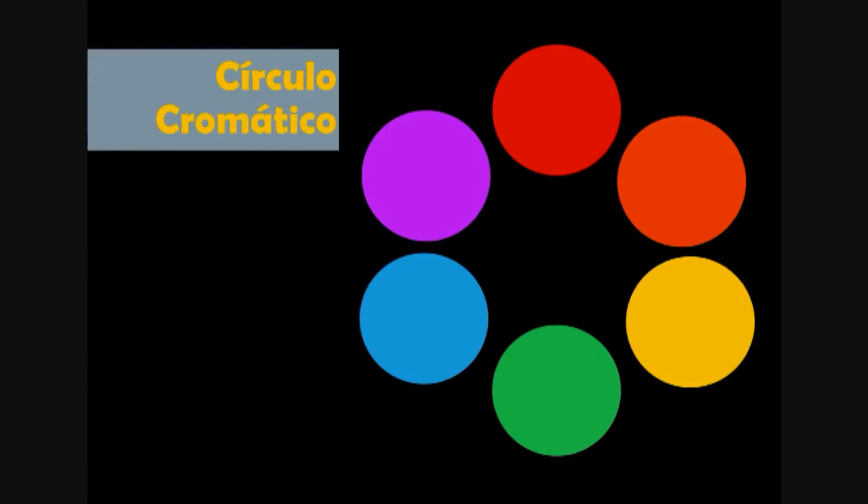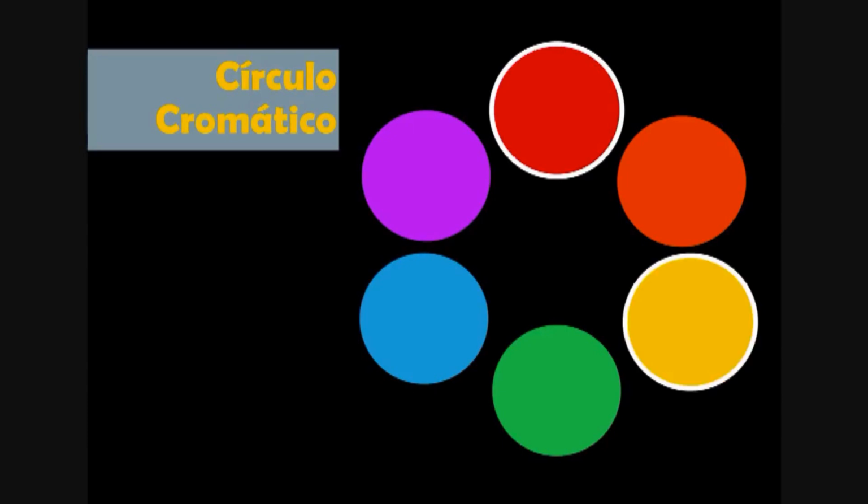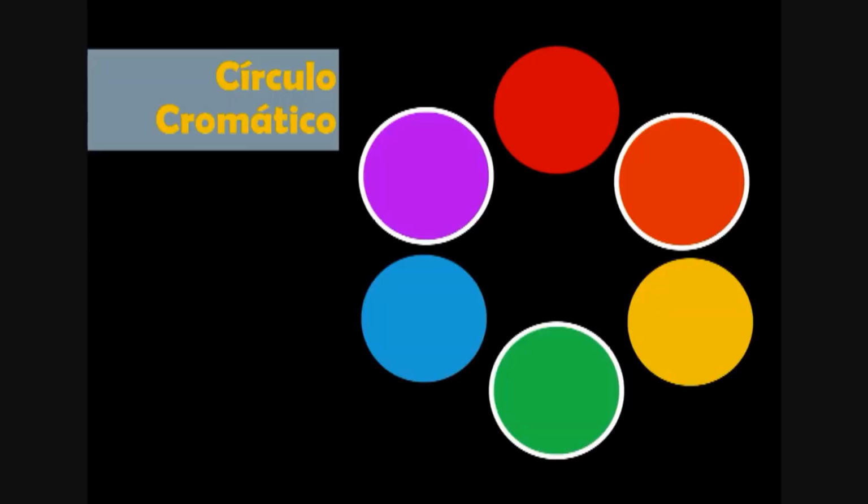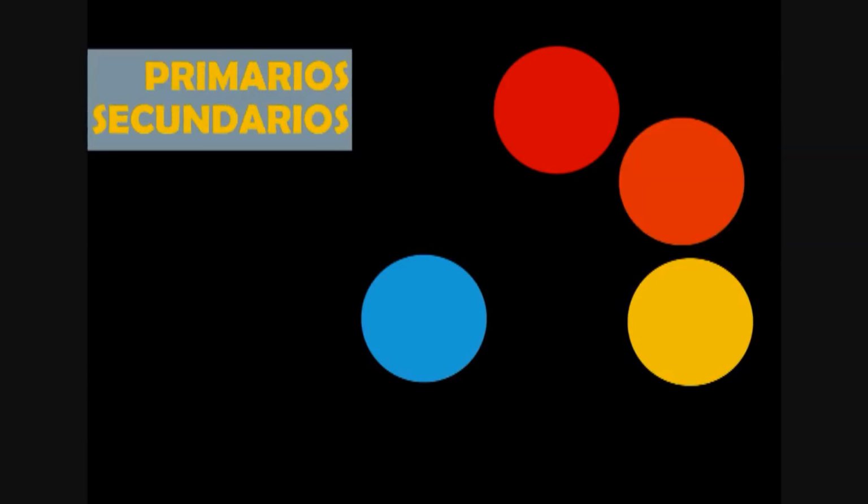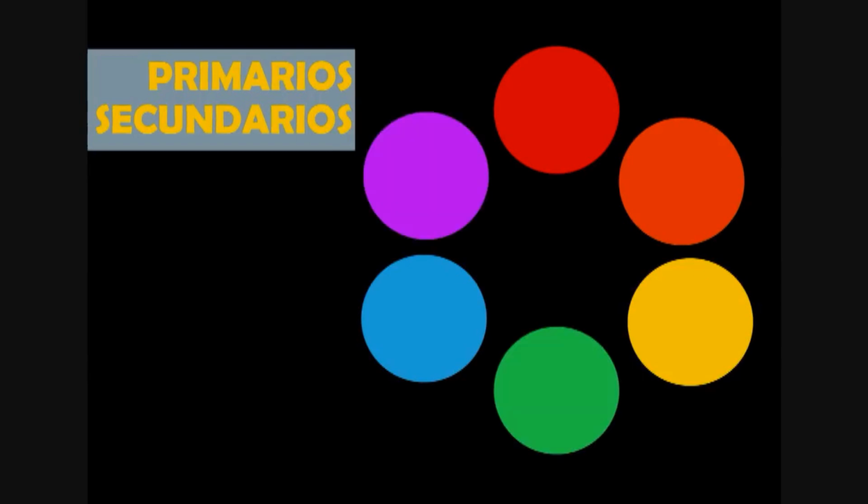Here we have three primary colors, red, yellow, and blue. There are also three secondary colors, orange, green, and violet. They are called secondary because they are achieved by mixing primary colors. By mixing red and yellow, we achieve orange. By mixing yellow and blue, we achieve green. And if we mix blue and red, we obtain violet.